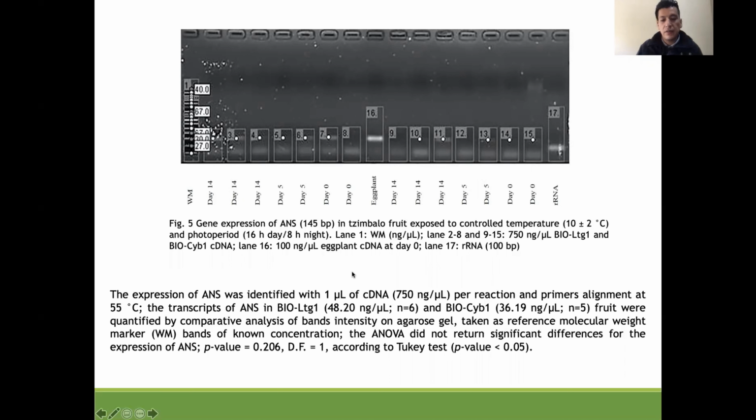Here the ANOVA did not return a significant difference, but it could be because of the nature of the chill. It could be overall reactions.